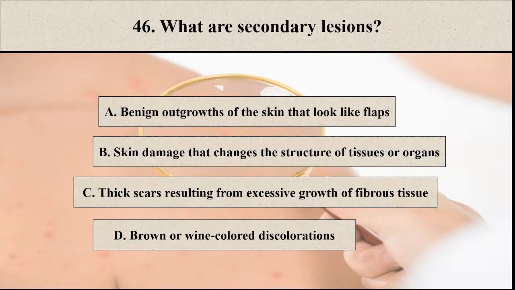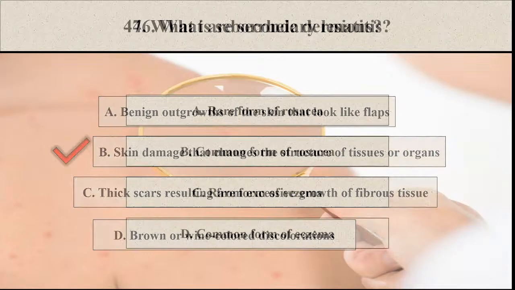What are secondary lesions? Is it benign outgrowths of the skin that look like flaps, skin damage that changes the structure of tissues or organs, thick scars resulting from excessive growth of fibrous tissue, brown or wine-colored discolorations? If you chose B, skin damage that changes the structure of tissues or organs, you are correct.